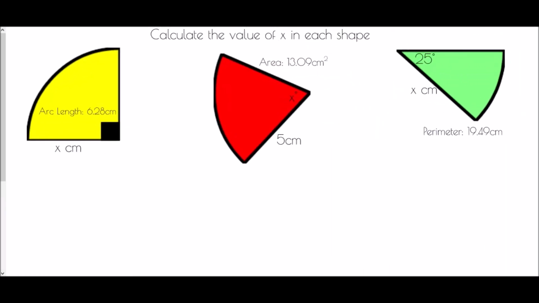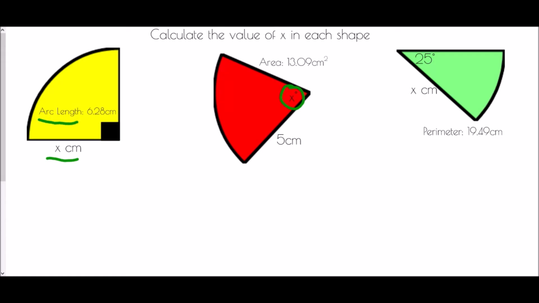And so in our last set of examples, we've been asked to calculate the value of x in each shape. Now this means we could be looking for a length, which we are in the first question, or we could be looking for an angle like we are in the second one. And so we're going to have to use our formulas but work backwards in order to identify the value of x.